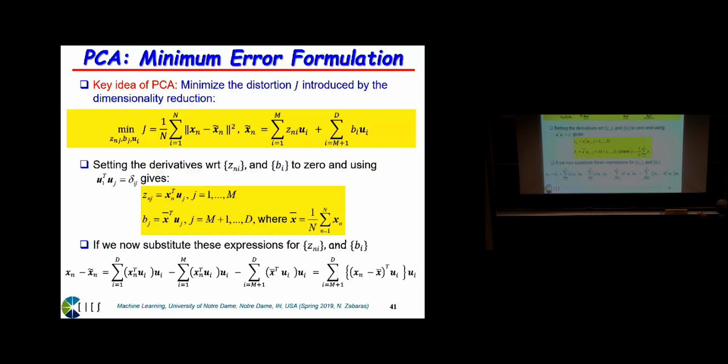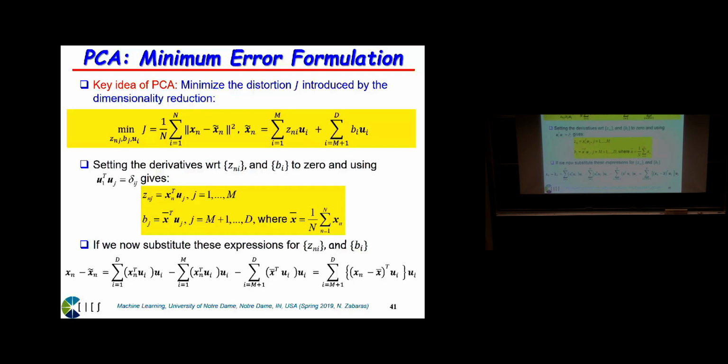And you remember z_ni came to be xn transpose ui. And this came to be the projection of the sampled mean. And so this minus that, basically this summation is from 1 to D, this is from 1 to M. So combining with the last thing, what I get is a summation from M plus 1 to D. So immediately you can see that the approximation error that you make lives in a space that's orthogonal to the subspace where you do the projections.